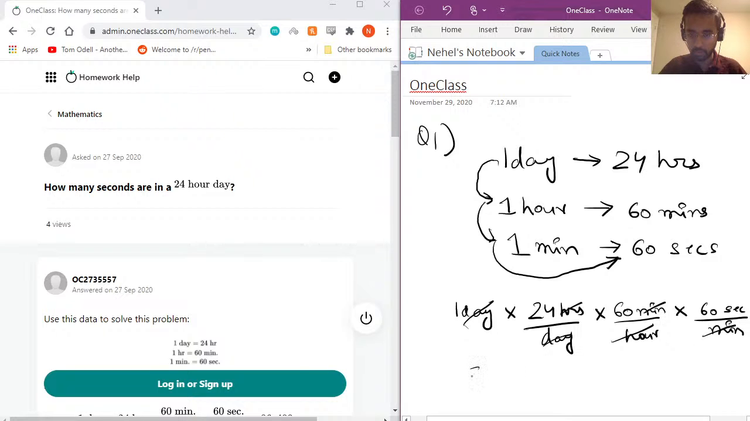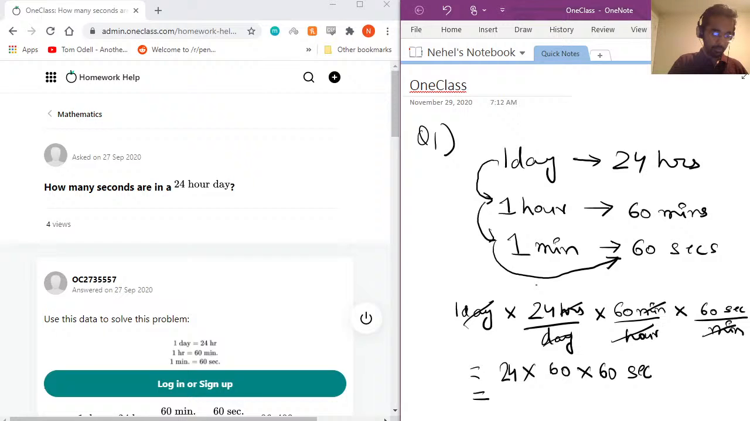So the final answer would be 24 times 60 times 60 seconds, which is also equal to, let me just quickly calculate that. So 24 times 60 times 60. That's equal to 86,400 seconds. So that's the answer.